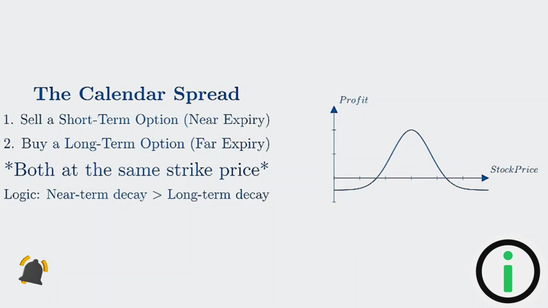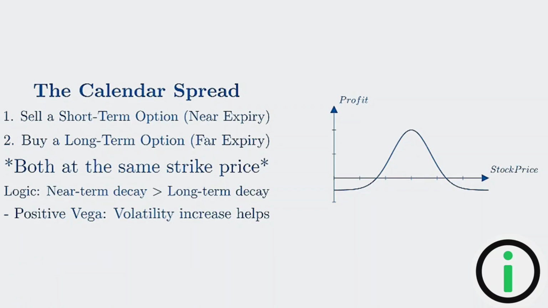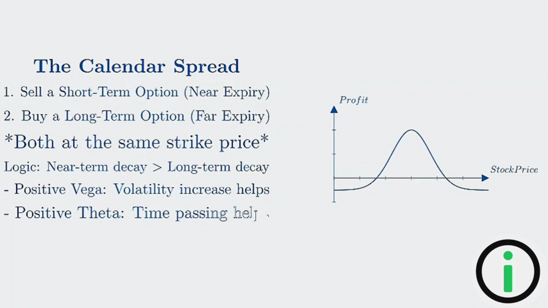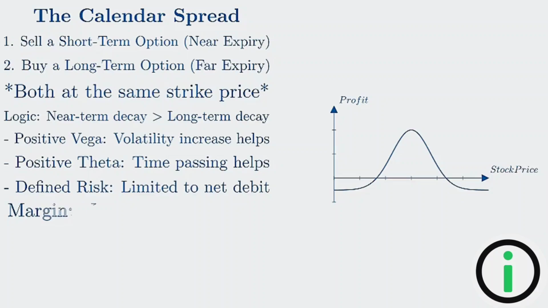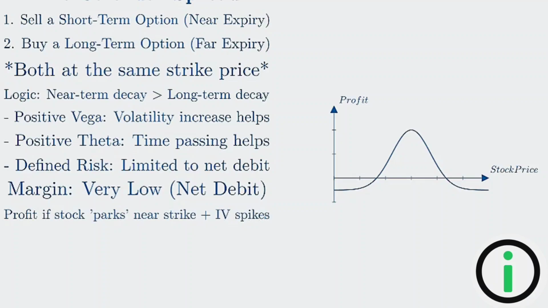Key characteristics include positive vega, meaning you want volatility to increase, positive theta, so you benefit as time passes, and defined risk, which is limited to the net debit paid. Because you are buying an option that expires later, your long leg covers the margin for the short leg. Consequently, the margin required is very low, limited to the cost of the trade. You profit if the stock stays near your strike price as the near-term option expires.